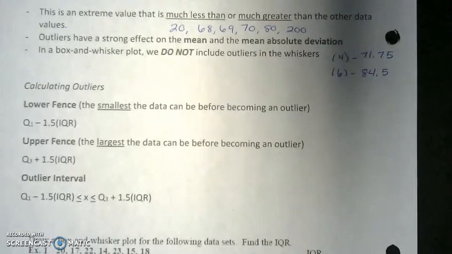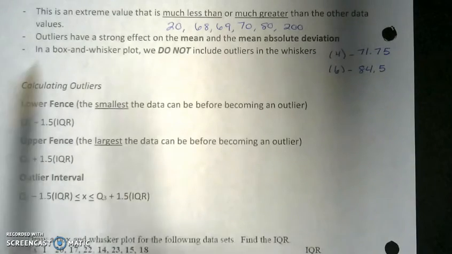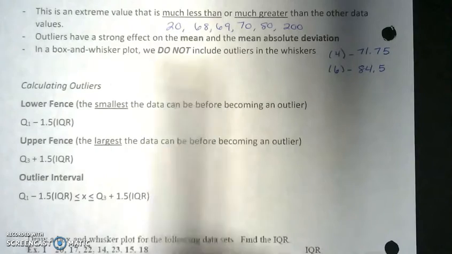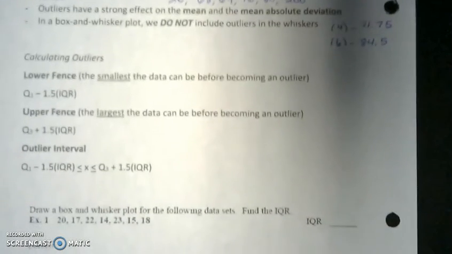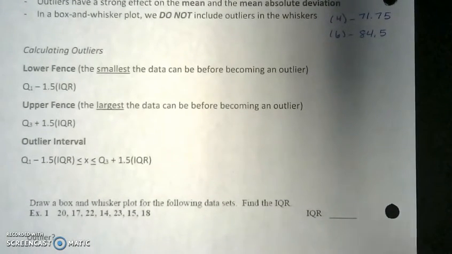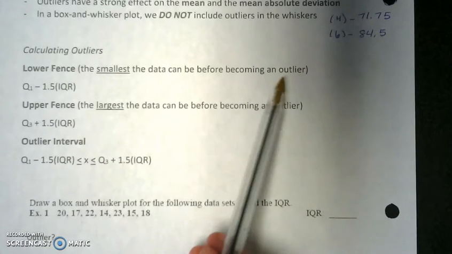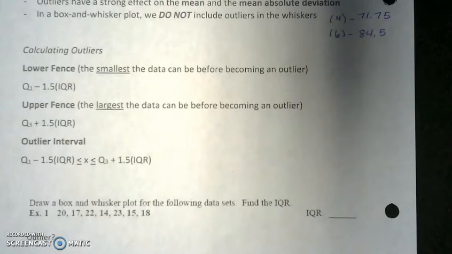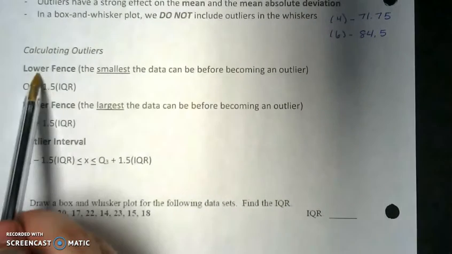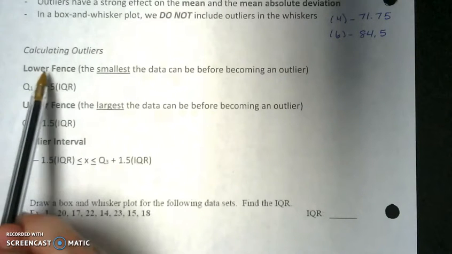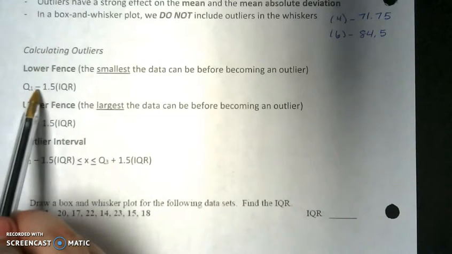Now, to be able to calculate an outlier, because they don't belong in box and whisker plots, we have these things called the lower fence and the upper fence. The lower fence is the smallest that the data can be before becoming an outlier. Now you have to remember this formula. Lower fence uses the lower quartile. So lower, lower. And because we're trying to get a lower, that's why we're subtracting.